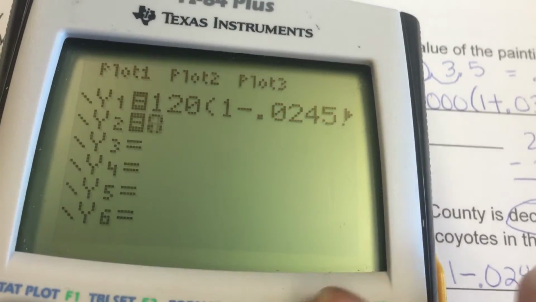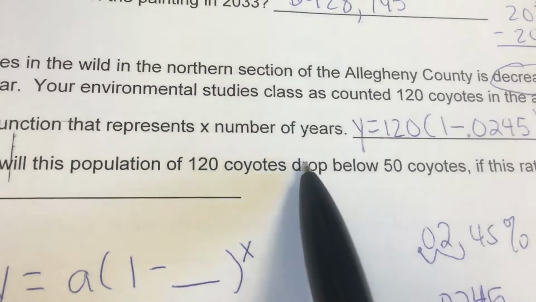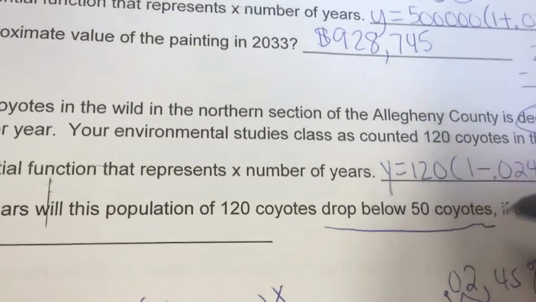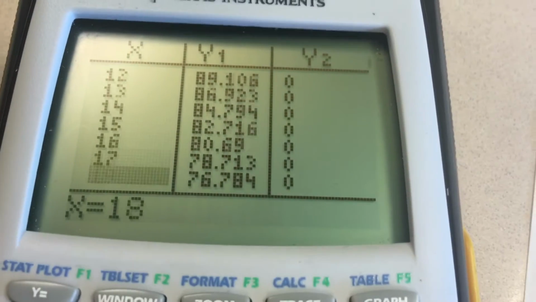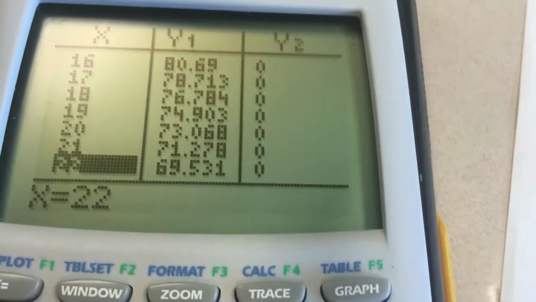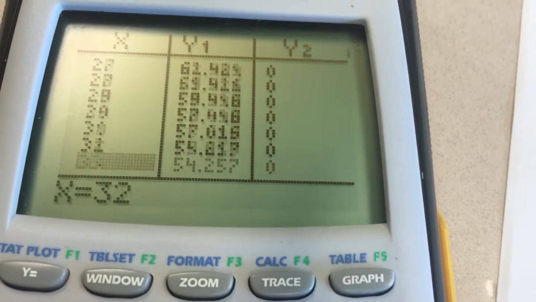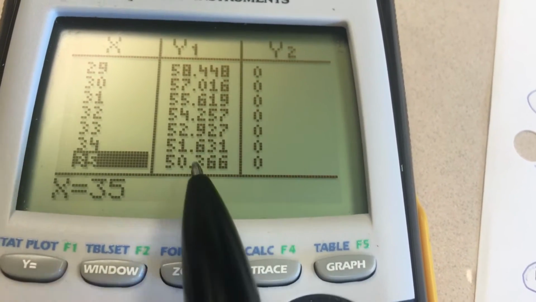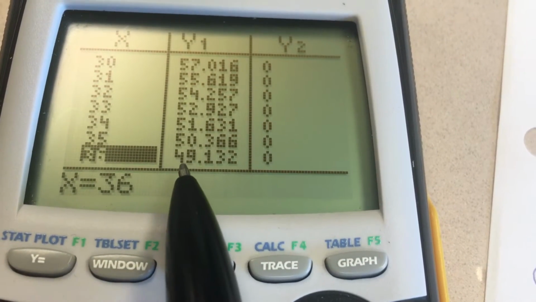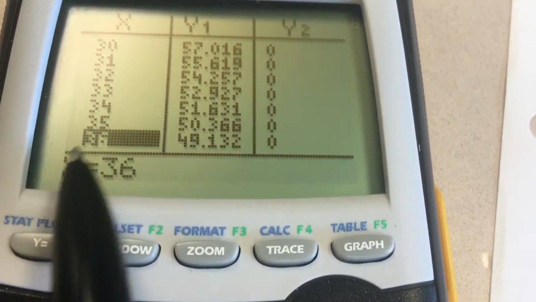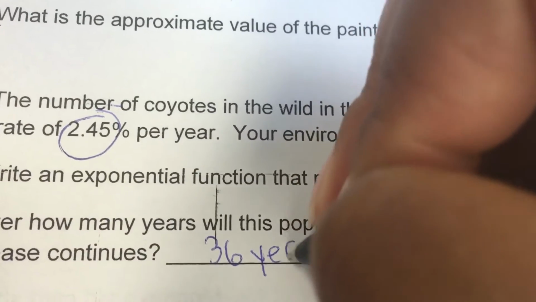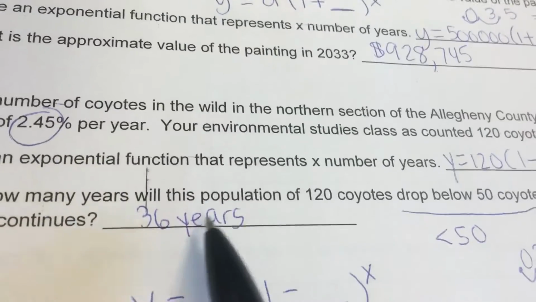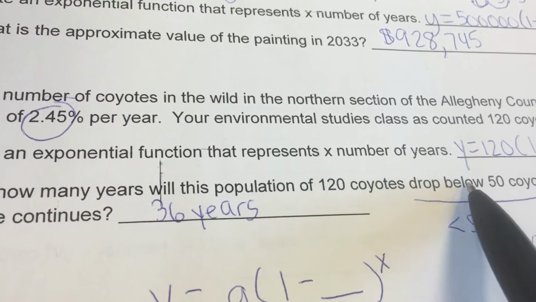And this question is different because it asks, when will the number of coyotes drop below 50? So we want a number that's smaller than 50. As I go down my table, and remember we're looking on this side, I get 50.366 coyotes. That's exactly 50. It's not below. So we've got to go to the first number that's below. So 49 is the first number that's below 50 coyotes. So that would be after 36 years. For those of you who wrote 35 years as your answer, you didn't pay attention to the words below 50 coyotes.